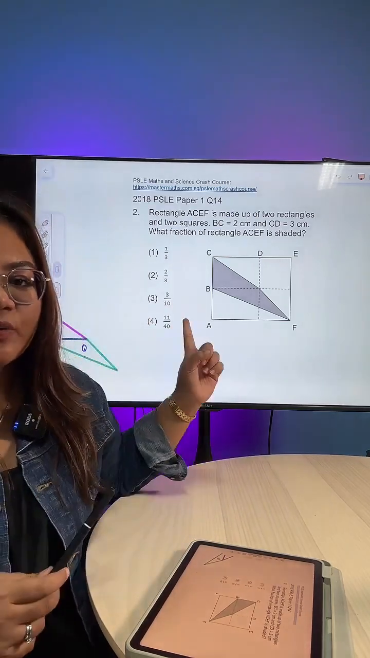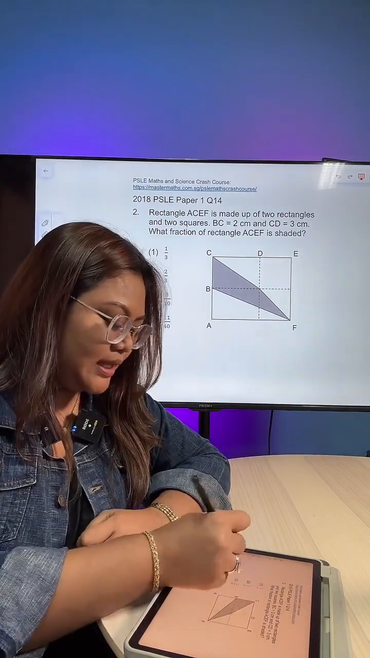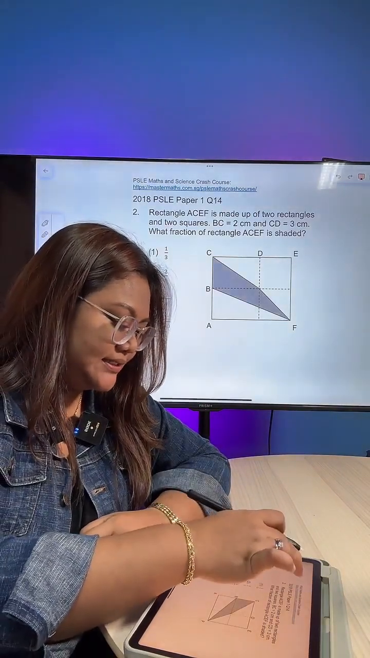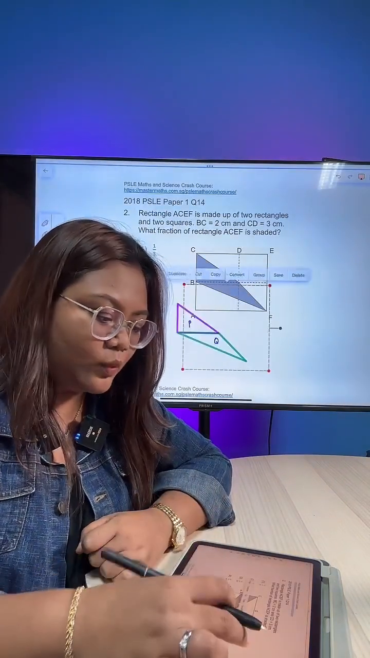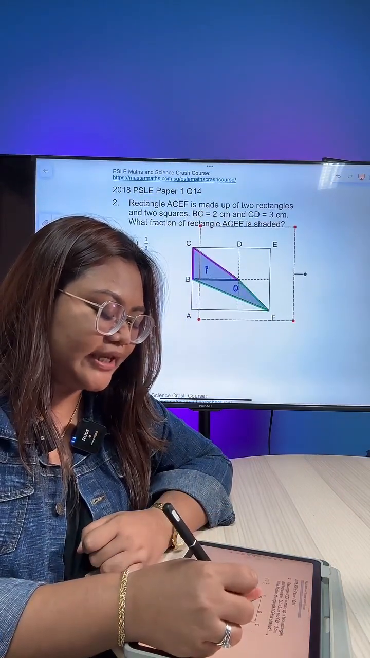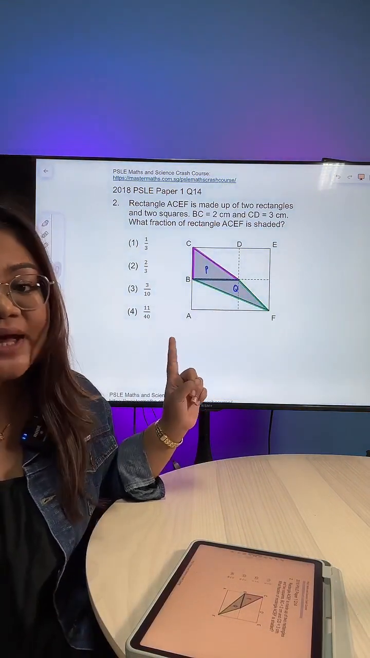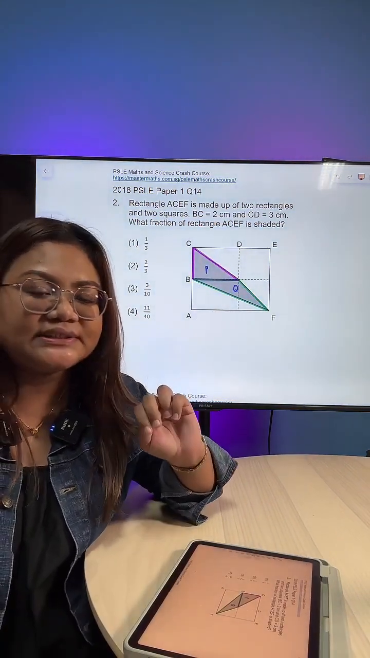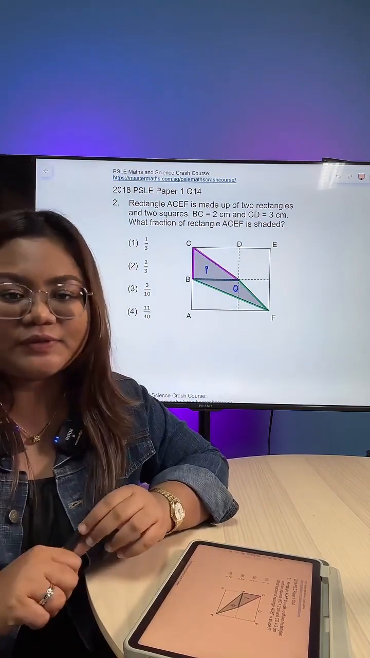Okay, with that, let's try question number 2. I'm going to help you highlight the parts of the question that they're talking about. They want you to look for the fraction of the rectangle that is shaded. So I have broken up the shaded parts into 2 triangles. Try to look for the areas of the 2 triangles. Okay?